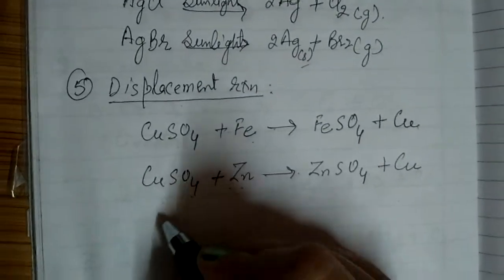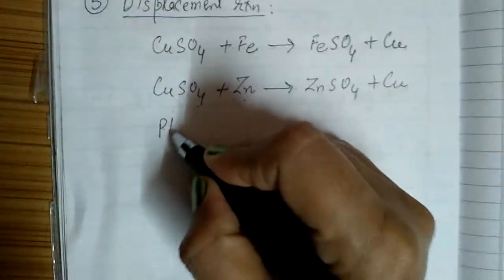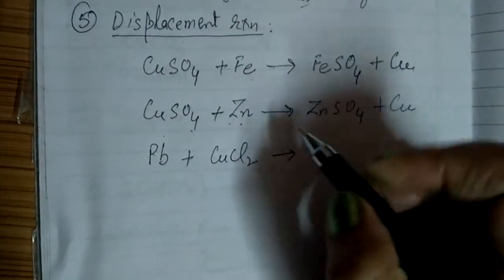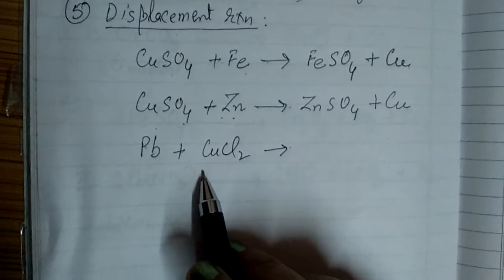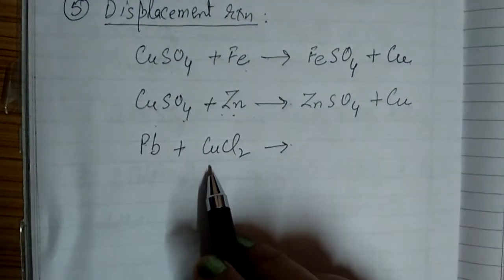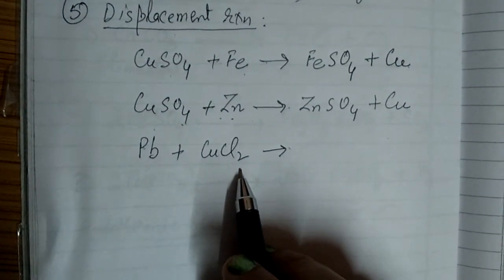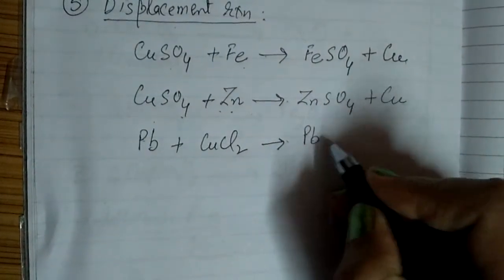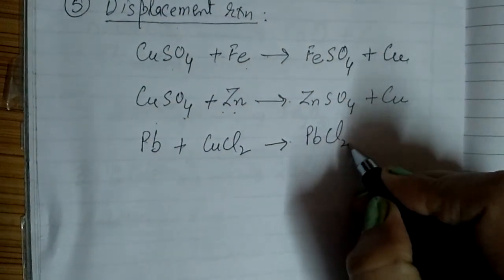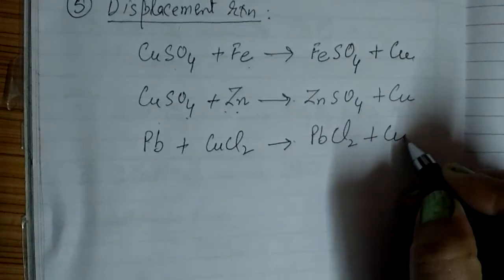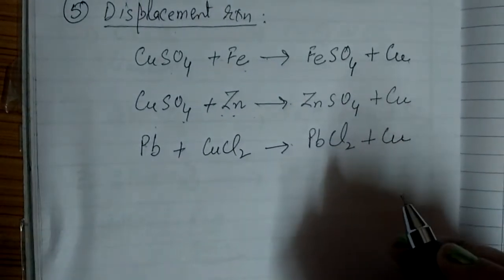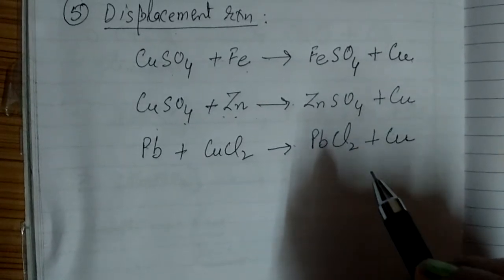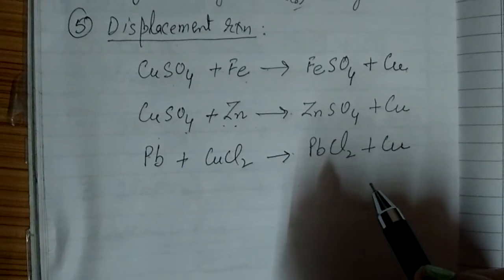Then another example we have is lead and copper chloride. Lead is more reactive than copper, therefore it will displace the copper from the copper chloride solution to form lead chloride, and the formula is PbCl2. Along with this, the copper is separated out. So there are so many examples related to the displacement reaction.